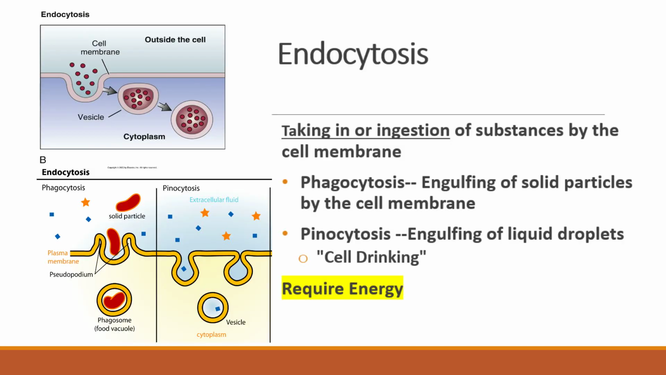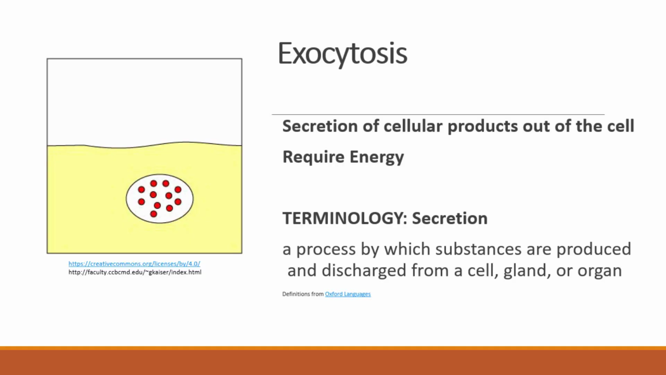Endocytosis involves the ingestion of substances by the cell membrane. Phagocytosis engulfs solid particles, while pinocytosis, also known as cell drinking, involves liquid droplets. Exocytosis is the secretion of cellular products out of the cell and requires energy. Secretion is a process by which substances are produced and discharged from a cell, gland, or organ.